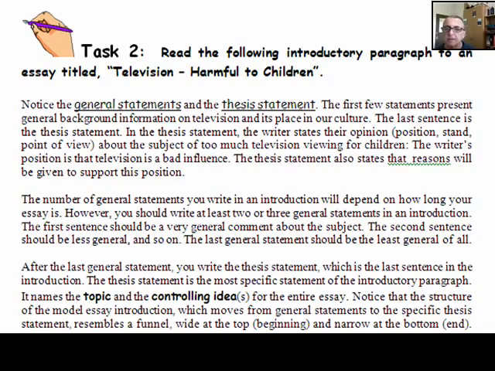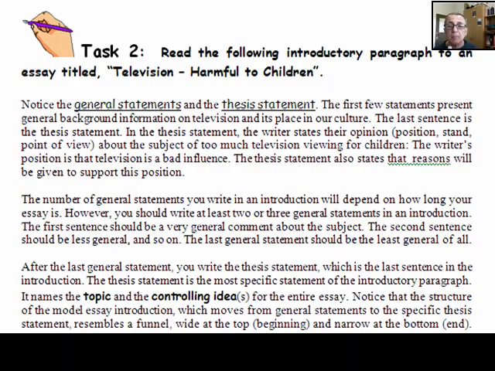The last sentence is the thesis statement, and in the thesis statement the writer states their opinion or their position or their stand or point of view or assertion. We have many words for this about the subject of too much television viewing for children. The writer's position in this case is that television is a bad or negative influence. The thesis statement also states the reasons that will be given to support this position.